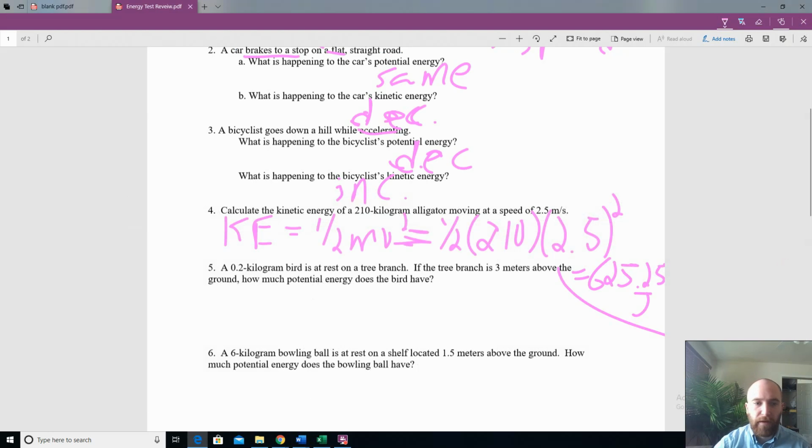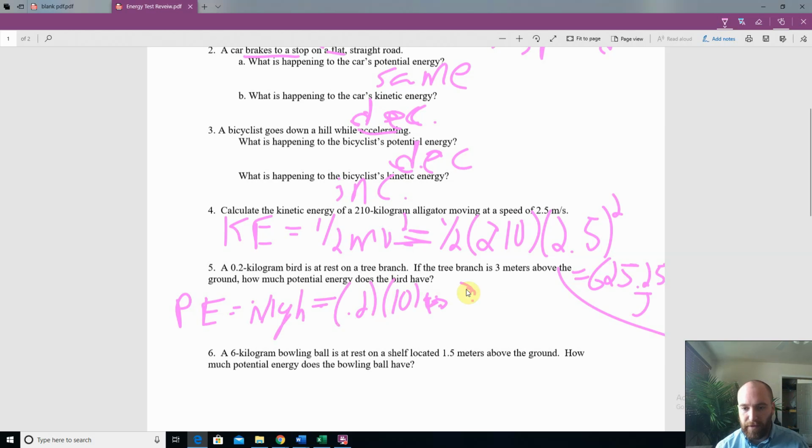Number 5. A 0.2 kilogram bird is at rest on a tree branch. If the tree branch is 3 meters above the ground, how much potential energy does the bird have? Alright, we have an equation for potential energy. It's mgh. So, just plugging in, mass is measured in kilograms, so it's the 0.2. g is always 10, that acceleration due to gravity. And then the height is, I think, 3 meters.